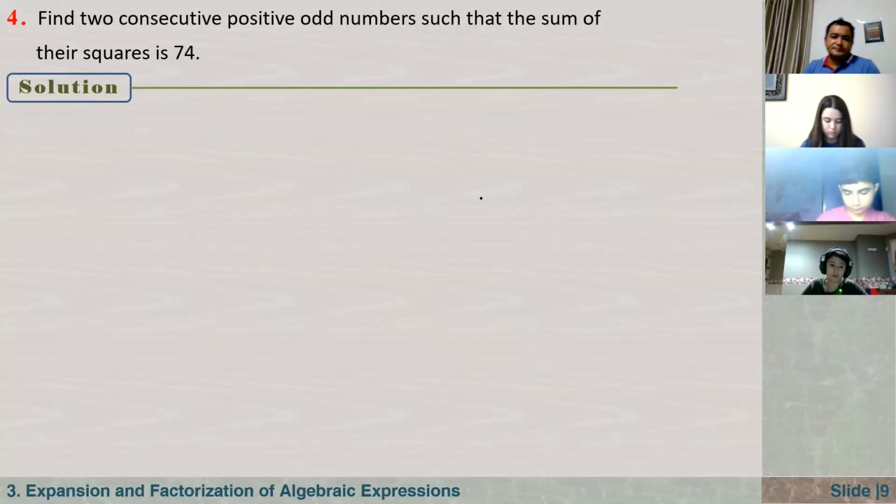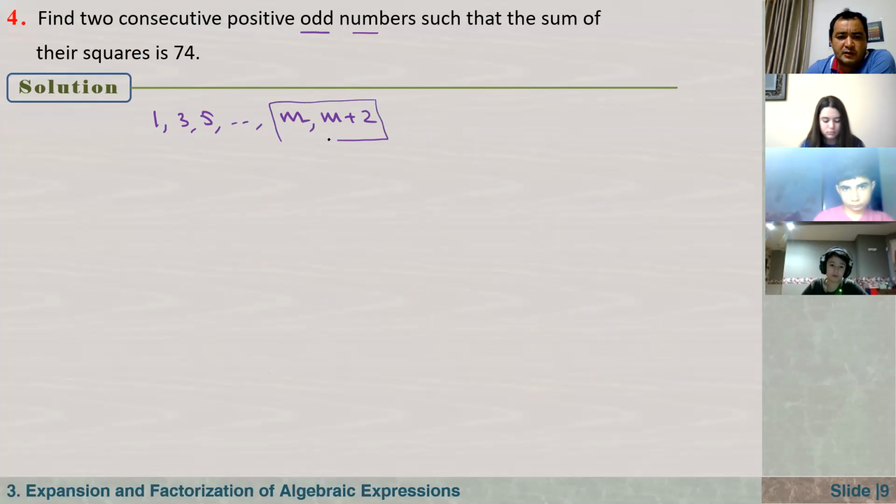let's move to the next question. Find two consecutive positive odd numbers here, such that the sum of their squares is 74. Okay, here we know that these are odd numbers, 1, 3, 5. If this number is, let's say, m, the next number should be m plus 2, because the difference between any two consecutive terms here is 2. So actually we are talking about these numbers.